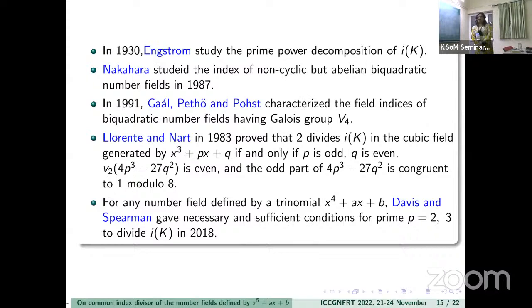In 1930, Engstrom studied the prime power decomposition of the field index IK. After that, Nakahara studied the index of non-cyclic but abelian biquadratic number fields. In 1991, Kaur and his research group characterized the field indices of biquadratic number fields which have Galois group V4. In 1983, Llorente and Nart proved that in the field Q(theta), with theta a root of x^3 plus px plus q, with p odd and q even, if the 2-adic valuation of 4p^3 minus 27q^2 is even and the odd part of this term is congruent to 1 mod 8, then 2 will divide IK.